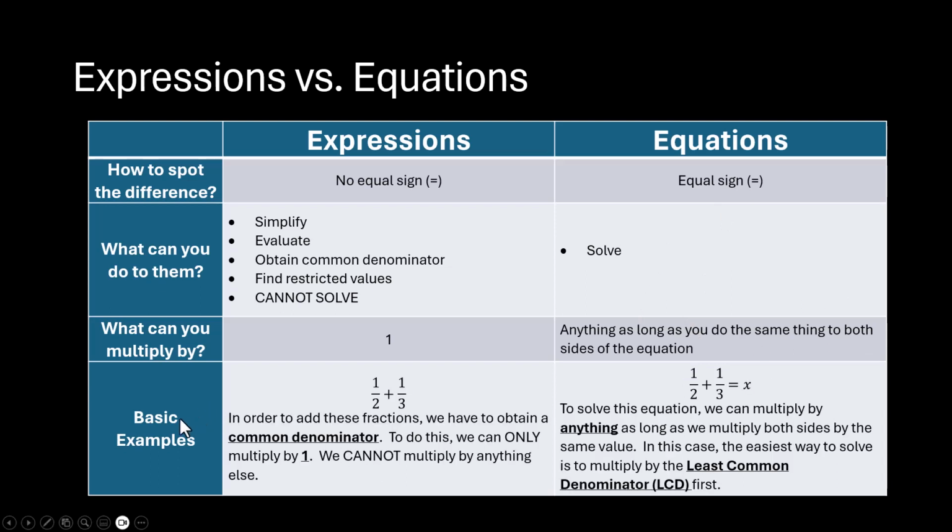Now let's continue with the basic examples. For 1/2 plus 1/3, if I were to actually add these fractions together, I would have to obtain a common denominator. But again, I can only do this by multiplying by 1. I can't multiply by anything else. However, over here, if I have 1/2 plus 1/3 is equal to x, the easiest, fastest way to do this is to multiply both sides not by 1 or by 2/2 or 3/3, but to multiply the whole equation by the LCD, or least common denominator.